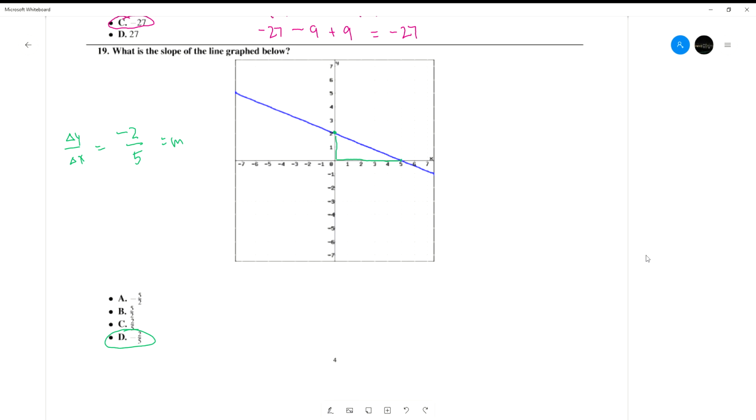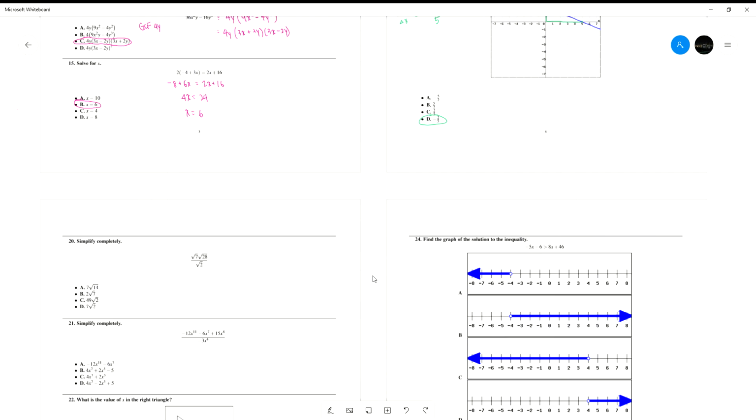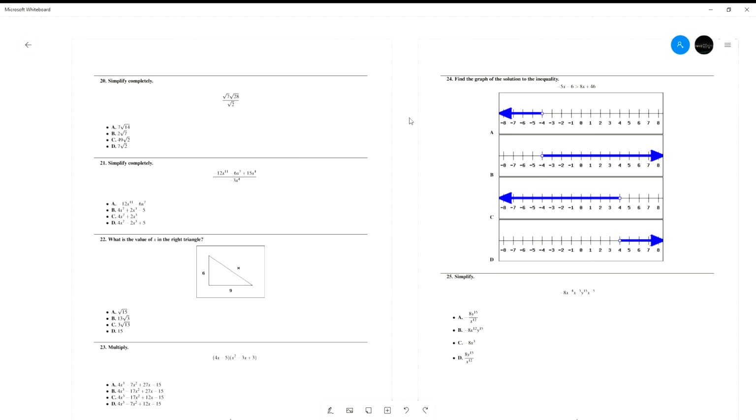All right, moving on here. Let's see. All right, last 2 pages. Let's do this.